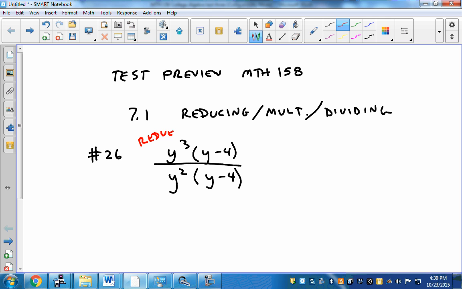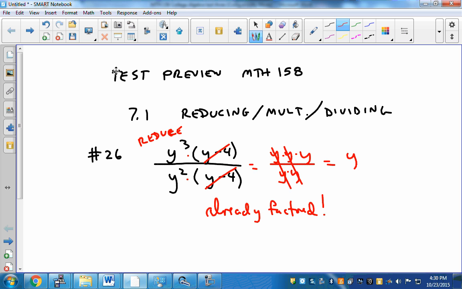Well, this is an especially easy problem. It's already factored, so we can just cancel. This cancels with that, and then that leaves us y cubed. And we have a couple of factors of y on the bottom, so we can cancel those, and we end up with just plain old y. Easy problem because it's already factored.